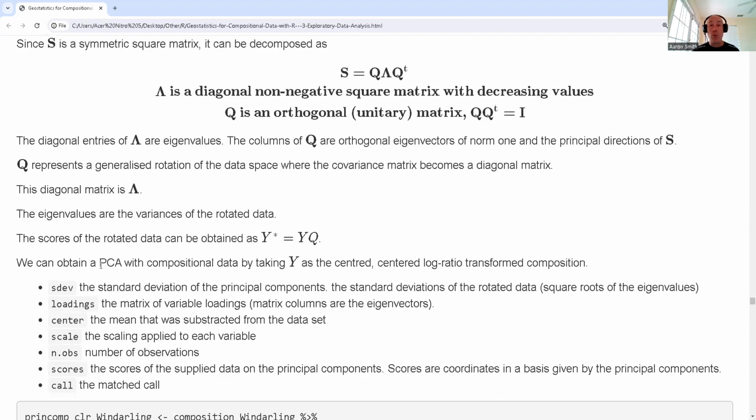Now, in my principal component analysis object, I have several different slots. sdev is the standard deviation of the principal components. These are the standard deviations of the rotated data, the square roots of those eigenvalues in lambda. The loadings are the matrix of variable loadings, so this is the matrix whose columns are the eigenvectors, that's Q. The center is the mean that was subtracted from the data set when we did our centering. Scale is the scaling when I divide to do centered scaling. Scores are the transformed data, the new coordinate system, and call is just the function call to get it.